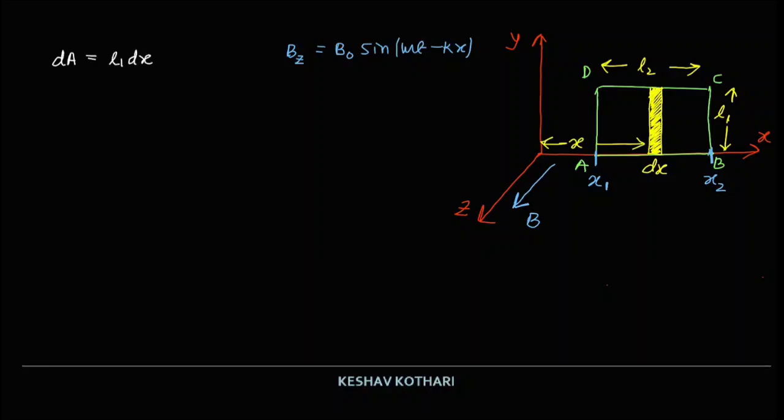So if I write the magnetic flux, that is phi b, through this small patch, then I will write it as B naught L1 sine of (omega t minus kx) dx. So this is d phi, or the small flux from the selected area, that is the yellow marked area in this particular part, that is this one. So this is the area which we are talking about, dA.